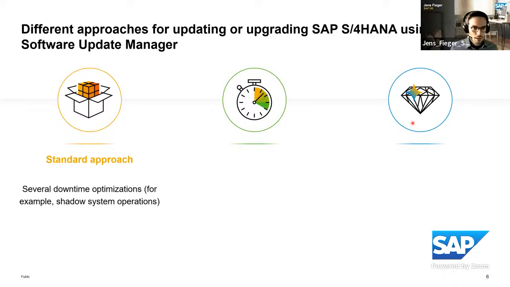So it's obvious, the SUM comes along with a standard and a default approach, which has particular phases already moved from downtime to uptime by leveraging the shadow system operations. So we're going to build up a shadow system. We import parts of the main import as part of the shadow import, and so on and so forth. That comes with the default and standard approach in any update and upgrade case.